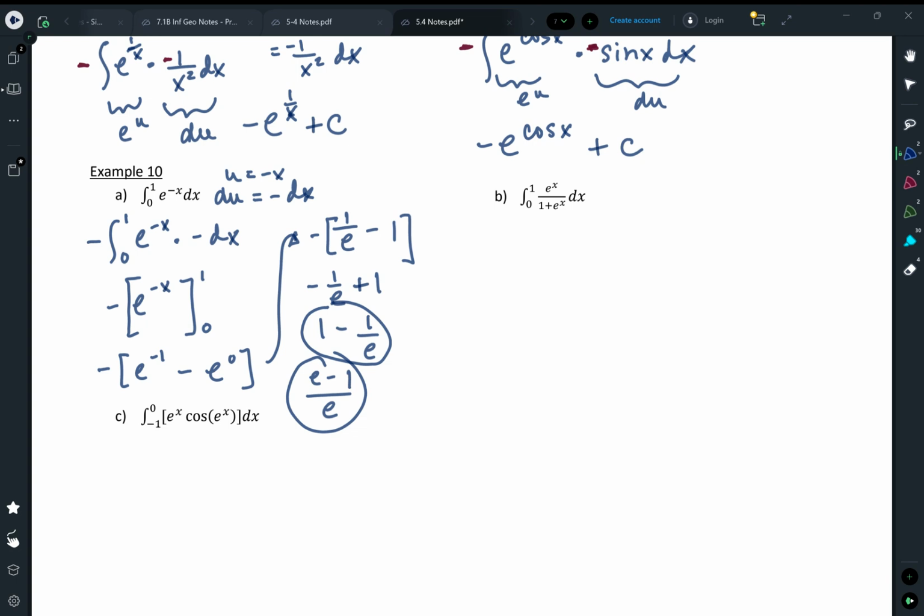Don't worry about it. This next one looks a lot more complicated. I don't think we can use our exponent as our u substitution. It's just not going to work.